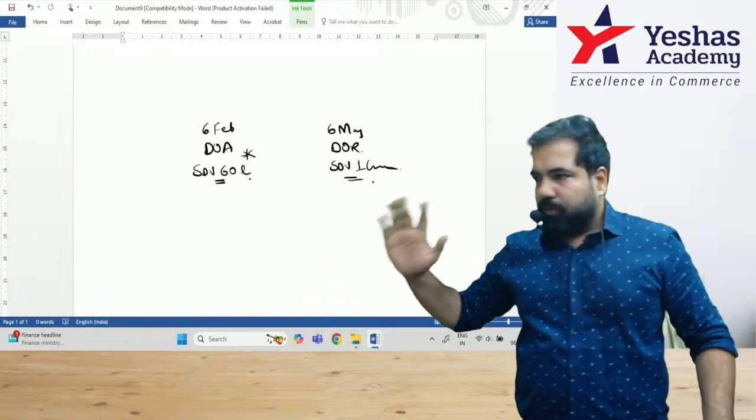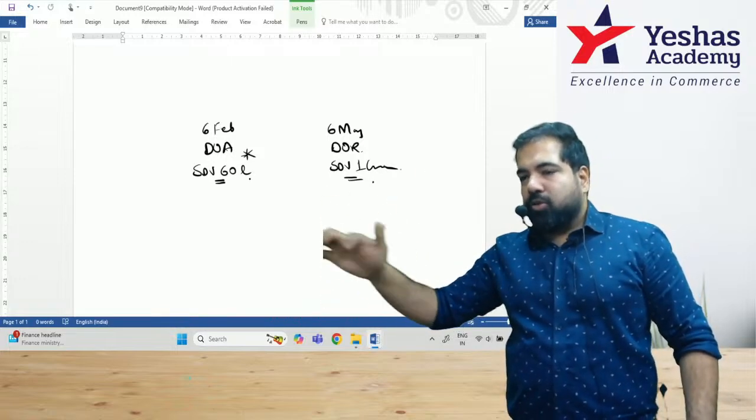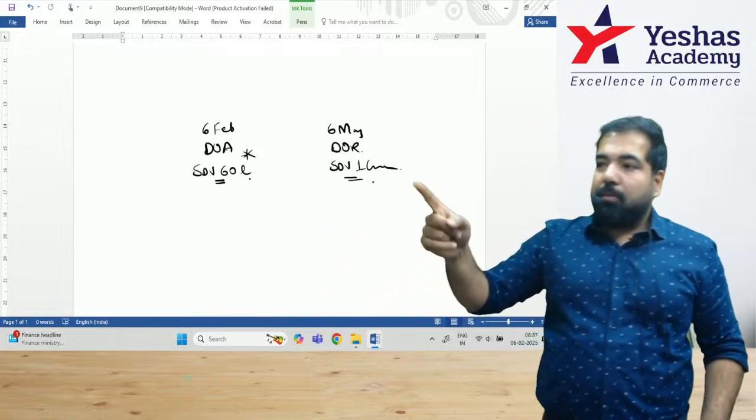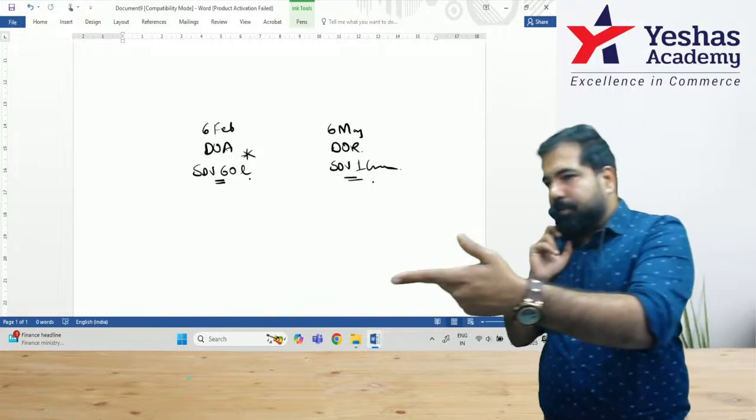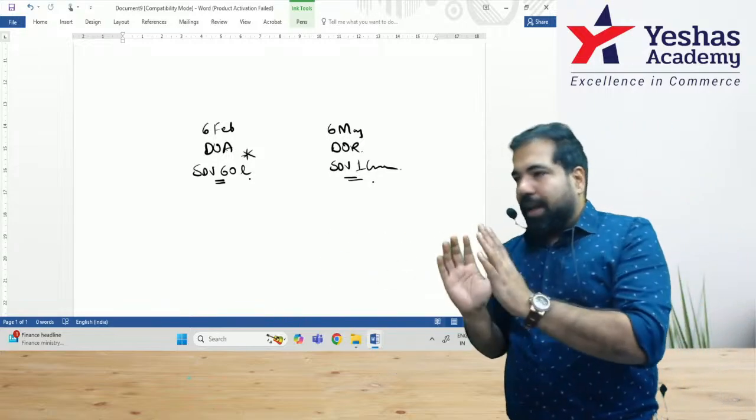Are you buying a property? Are you buying jewelry for free? You are paying something, but it is inadequate. IB: inadequate leads to benefit. Guys, let's see the benefit.